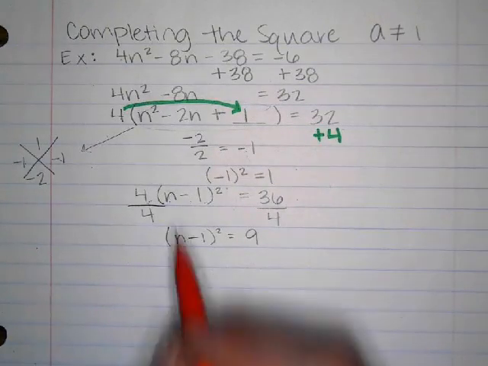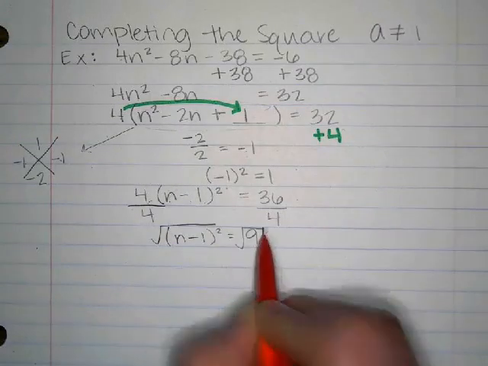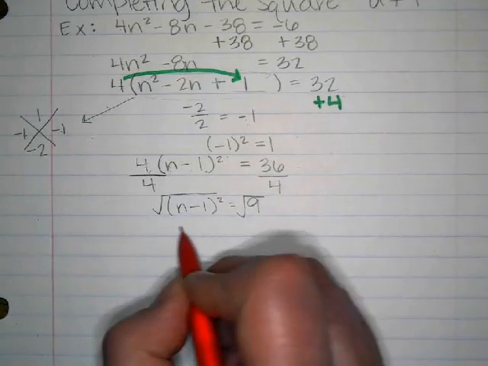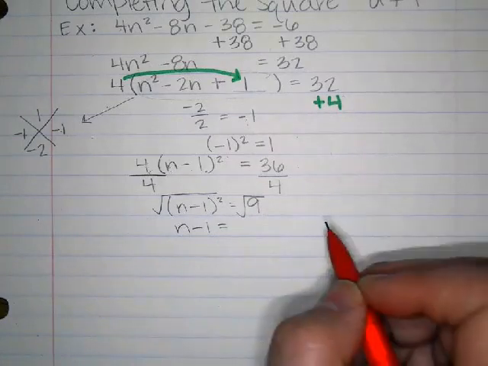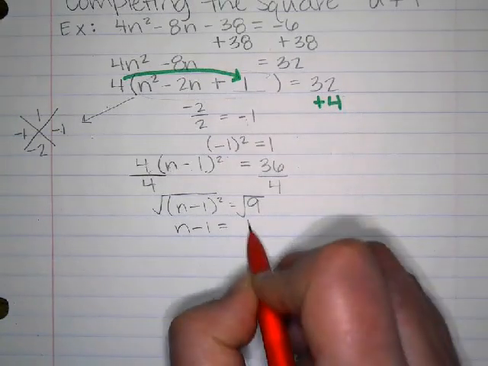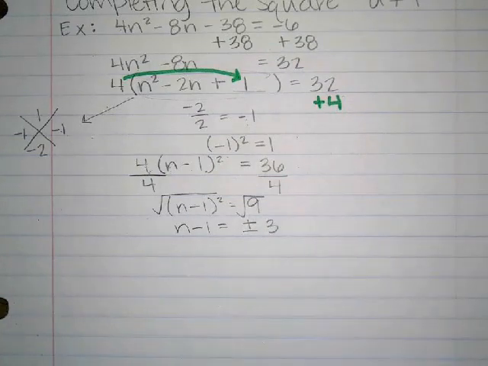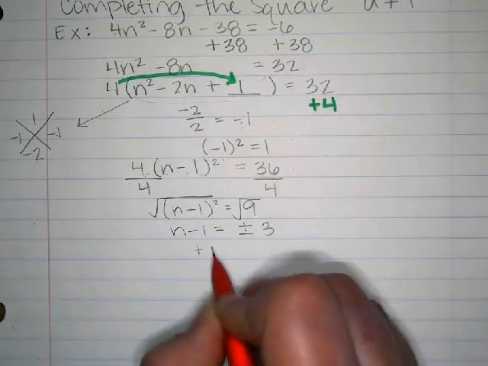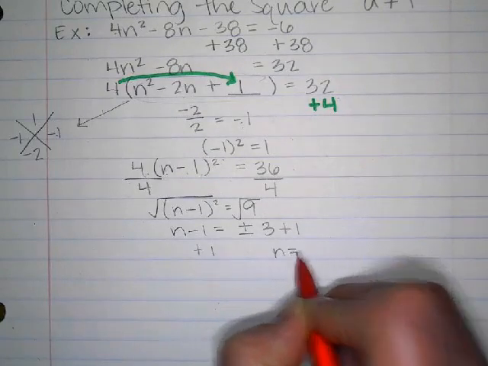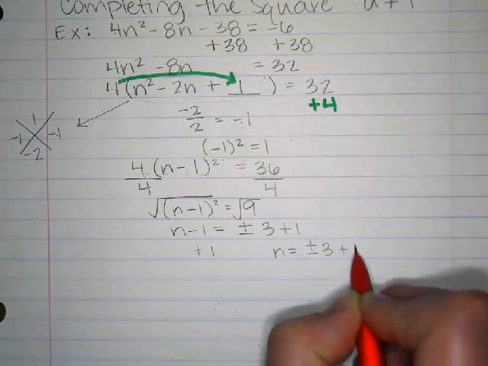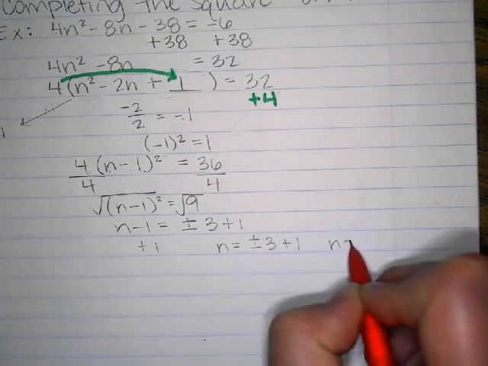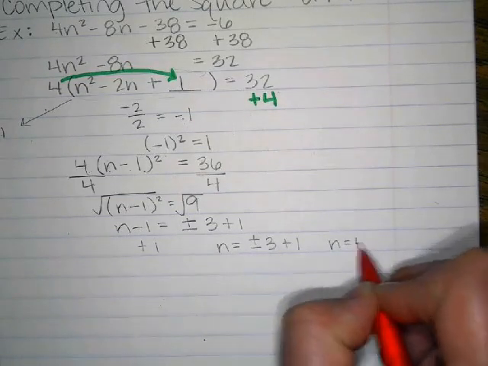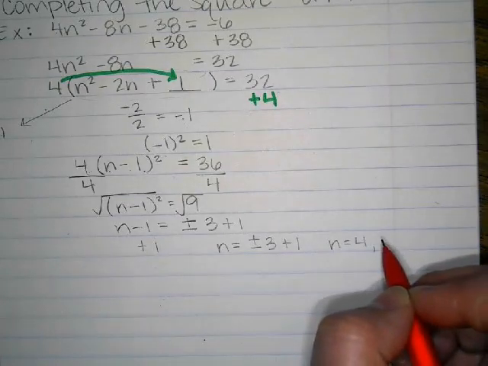Now we can square root. Is 9 a perfect square or just a regular number? Perfect square. So when I square root it, what do I get? But not just 3. Plus or minus 3. So a positive 3 and a negative 3. Okay? And then how do I get the n alone? Add the 1. Okay? So n equals plus or minus 3 with a plus 1 on the end. So if I have a positive 3 plus 1, what do I get? 4. And if I have a negative 3 plus 1, negative 2.